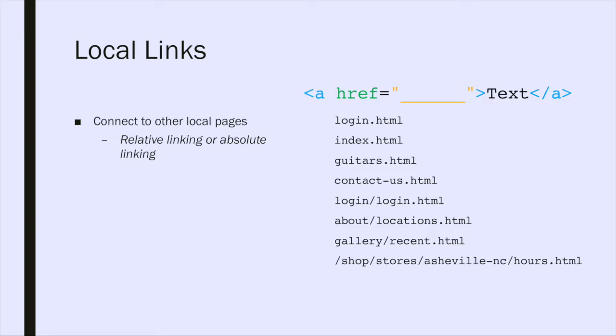For local links connecting to other pages, relative linking or absolute linking can be used. On the right we have a good example, just a blank value. This can be login.html, index.html, etc. Even files in folders, or long URLs to folders or files inside multiple folders. If you also take a look at the bottom one, you can notice that that is an absolute link. It starts with the root directory and then goes from there. The rest are relative, which means they go from the current directory into those files and or folders.